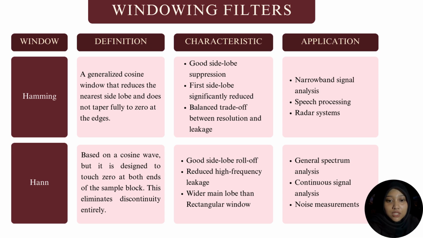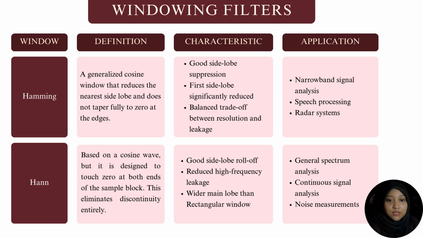For the application, the Hamming window is commonly used in narrow band signal analysis. It is also widely applied in speech processing, where clear frequency components are required. In addition, the Hamming window is used in radar systems to reduce interference from unwanted signals. Next, for Hann window.